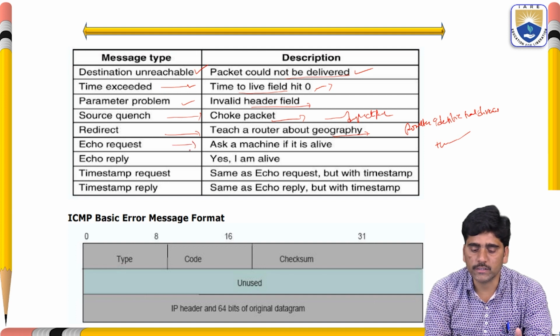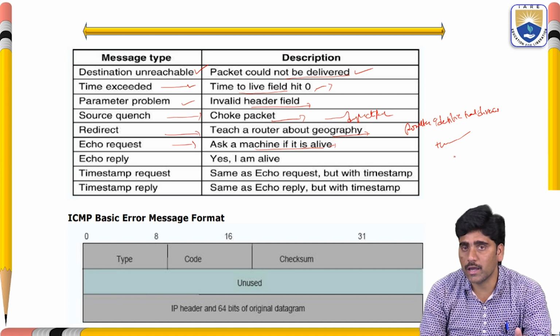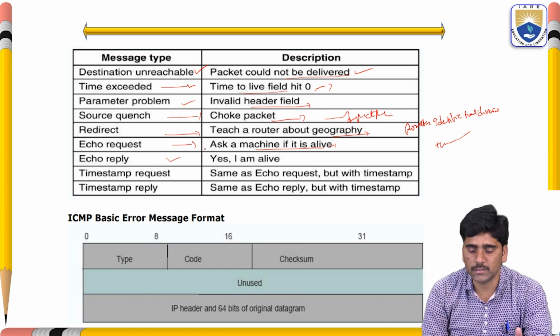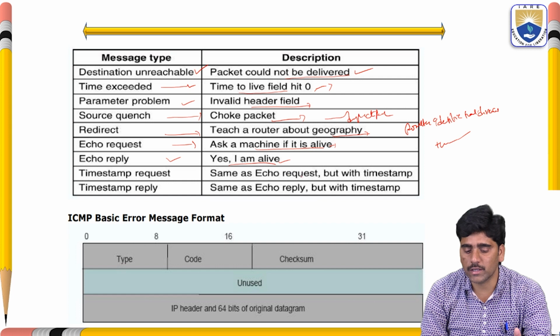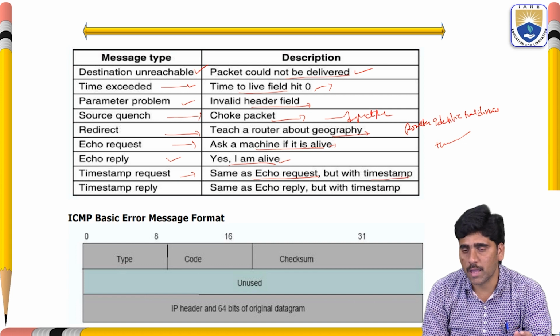And echo request asks a machine if it is alive. If the target is alive, then based on this echo request, it gives an echo reply message. That is what it is saying: yes, I am alive. And timestamp request is the same as echo request, but with a timestamp.